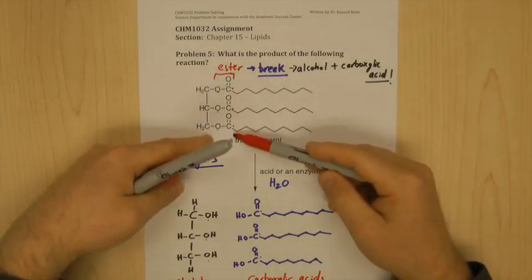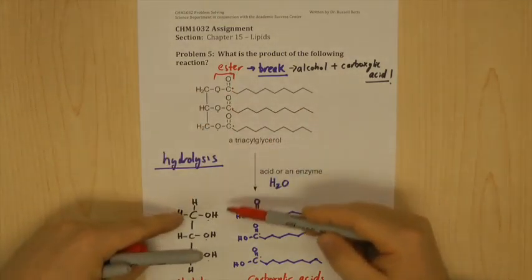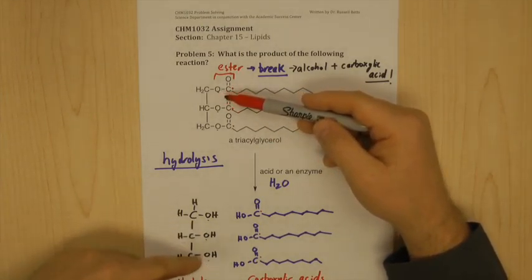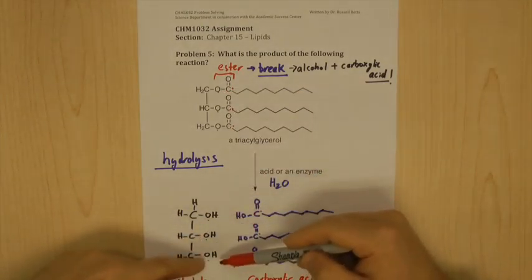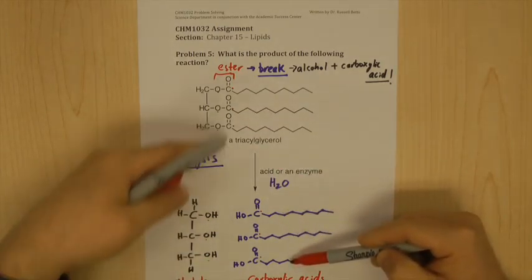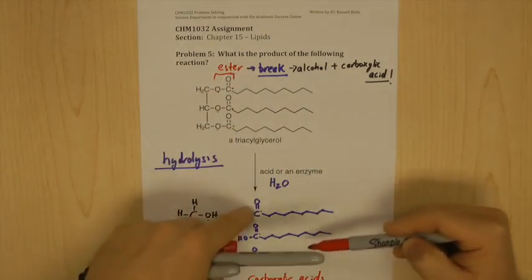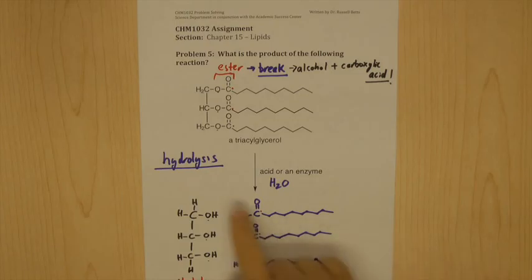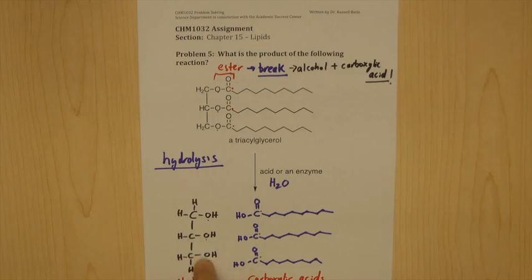So here I have 3 esters. They break to give me 3 alcohols, because I had 3 esters. I'm going to have 3 alcohols, 1, 2, 3, and 3 carboxylic acids. I had 3 esters, so I have 3 alcohols and 3 carboxylic acids. It will always work that way. Okay? The ester will always break or do a hydrolysis to give me alcohol plus carboxylic acid.